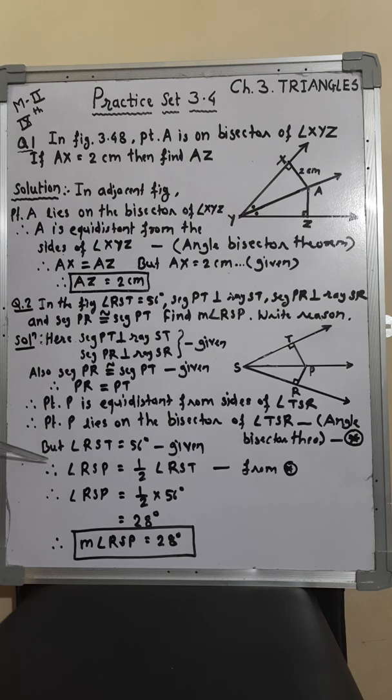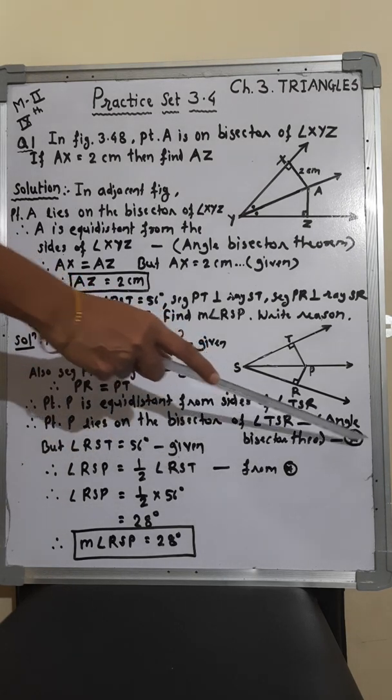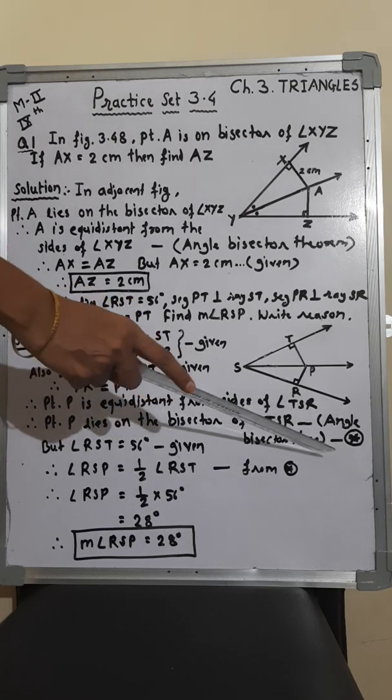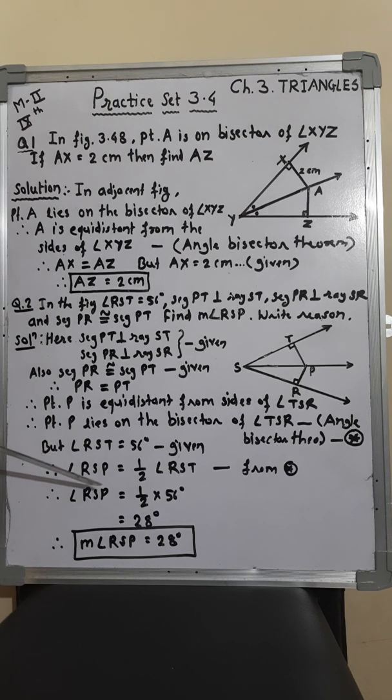But angle RST equal to 56 degrees which is given for you. Therefore angle RSP equal to half of RST. Here you have to write the reason: angle bisector theorem, and write a star here. Now from star we can write angle RSP equal to half of angle RST.